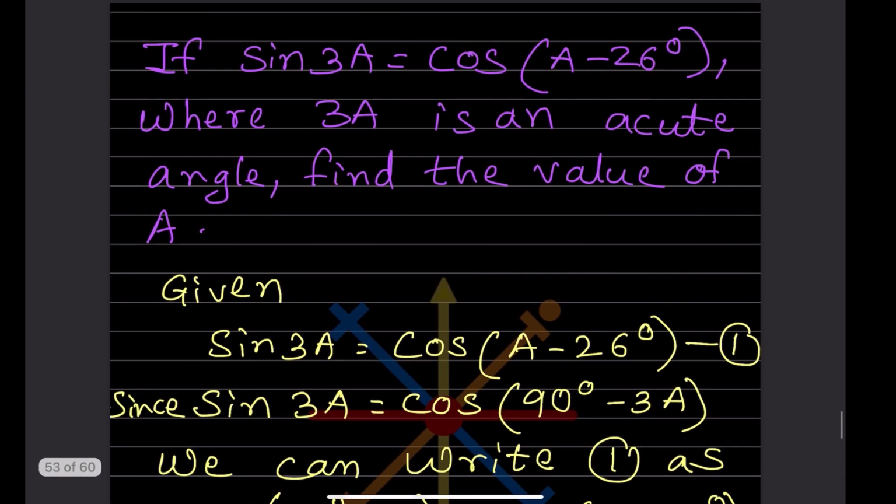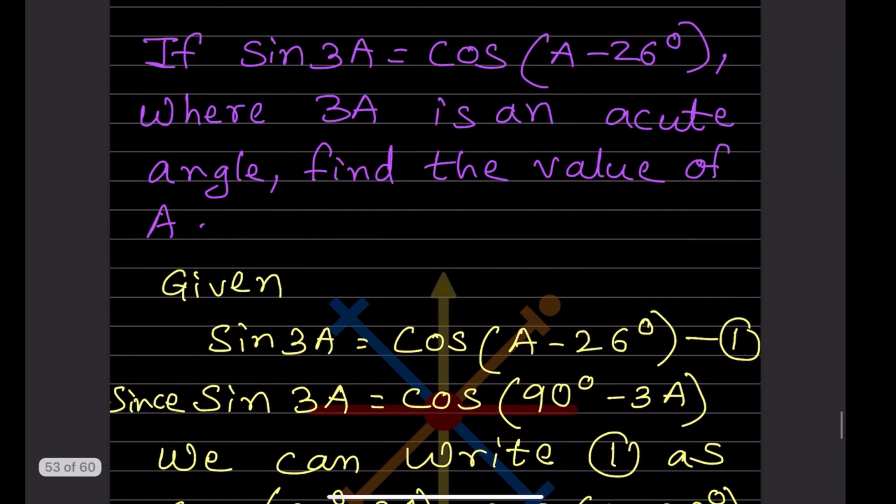So here it is given, if sin 3A is equal to cos(A minus 26 degrees), where 3A is an acute angle, then you have to find the value of A. So now look here, given what is that? Sin 3A is what? Cos of (A minus 26), that is given over here. So let us consider that equation number 1.